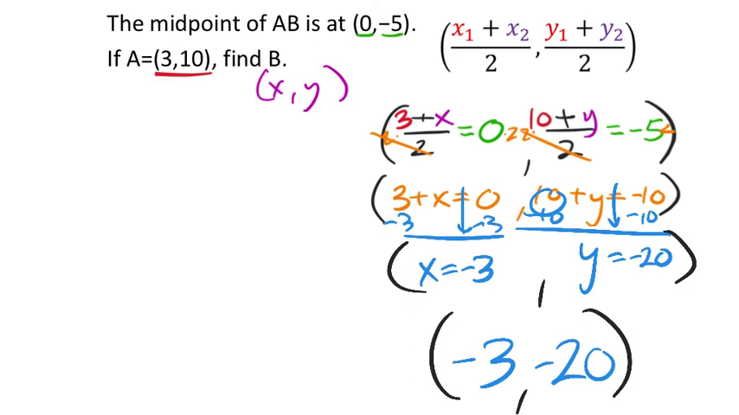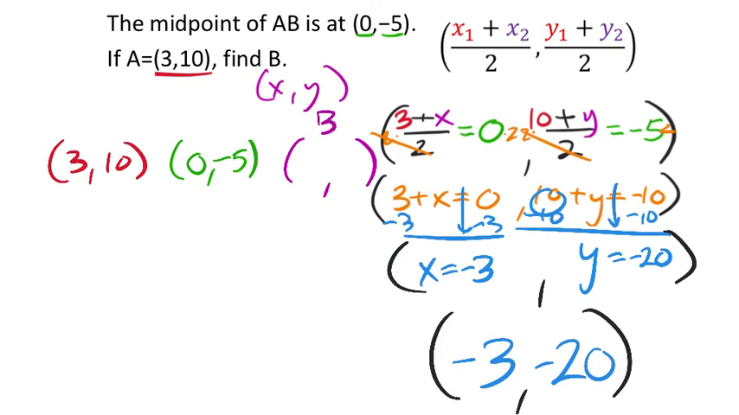Okay, that's the formula. How would I have done this if I was to do this without the formula? Well, I would say point A is at 3, 10, and the midpoint is at 0, negative 5. What I'm trying to find is my ordered pair for B, right? So you got A, you got your midpoint, and then you got B.